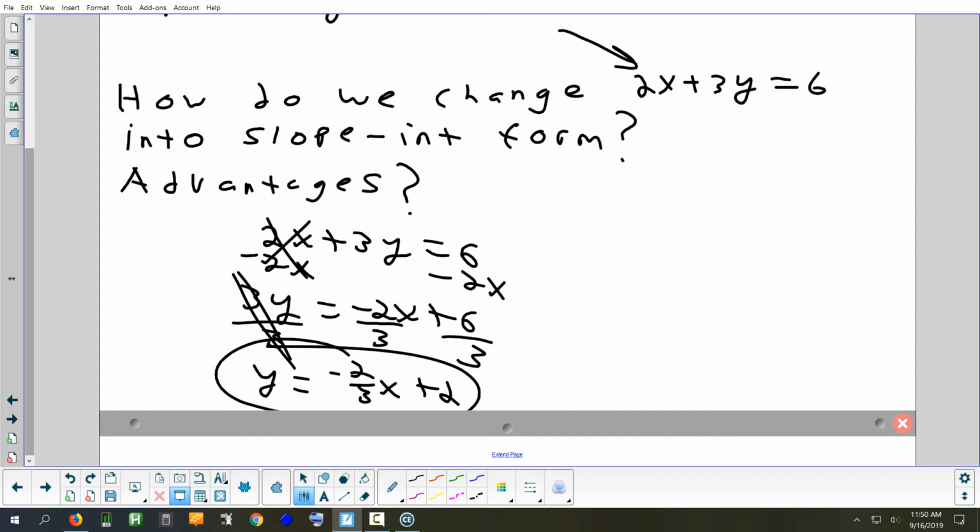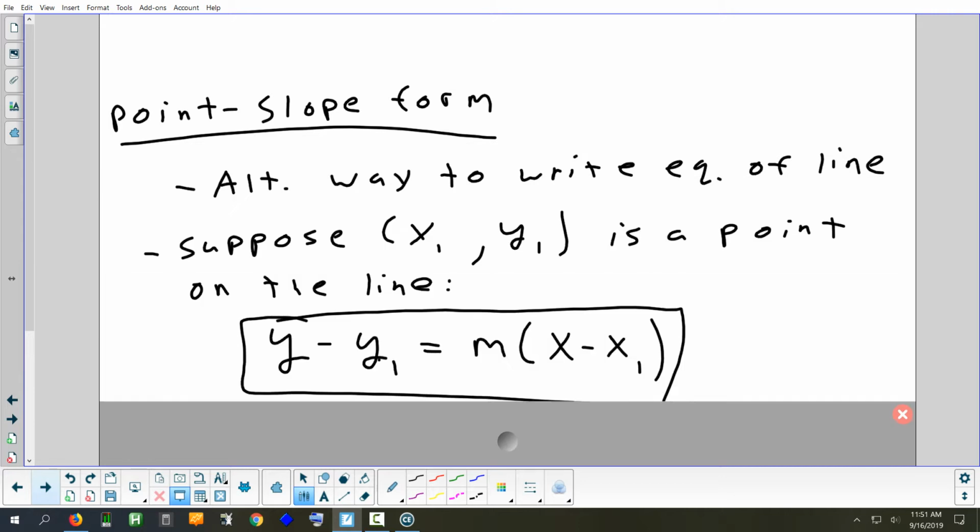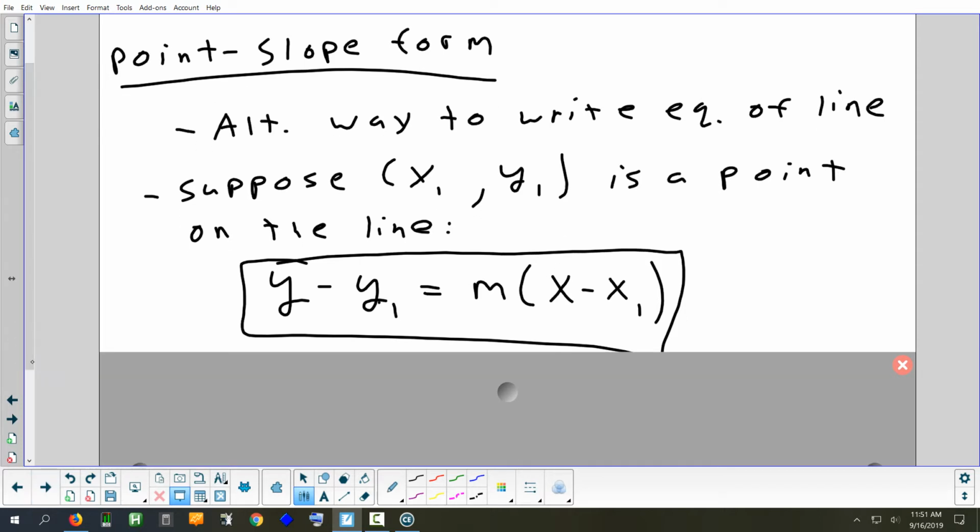So you guys should be comfortable with taking something that doesn't have y by itself and rearranging it so it does. Okay. Point slope form is another equation. I don't use it as much as y equals mx plus b. But it's y minus y1 equals m times x minus x1.